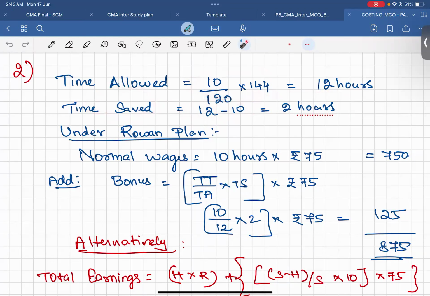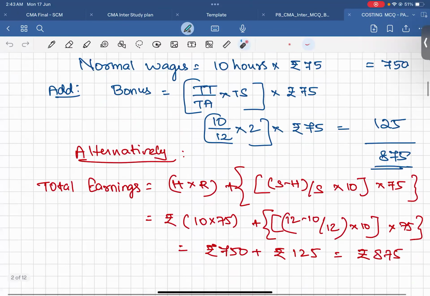This was the crucial question in this. Next, under Rowan plan, normal wages is 10 hours into 75. So it is going to be 750. Then add bonus. It is nothing but time taken divided by time allowed into time saved into rate per hour. That is 10 by 12 into 2 into 75. It is 125. If you add, you will get 875.